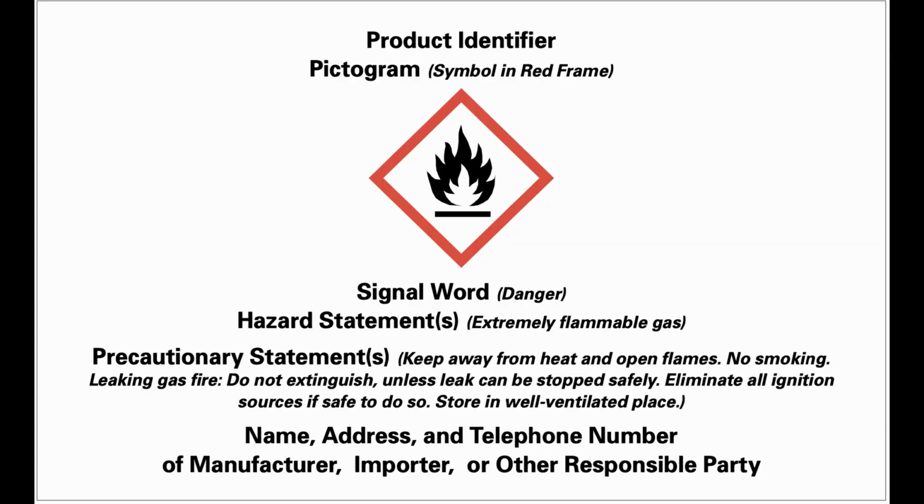There are 4 types of statements: prevention, response, storage, and disposal. These have been assigned to hazard classes and categories. Therefore, a compliant HazCom 2012 label on a shipped container that you receive will have at least this information pictured here. Supplemental information is permitted as long as it does not conflict with the required information.